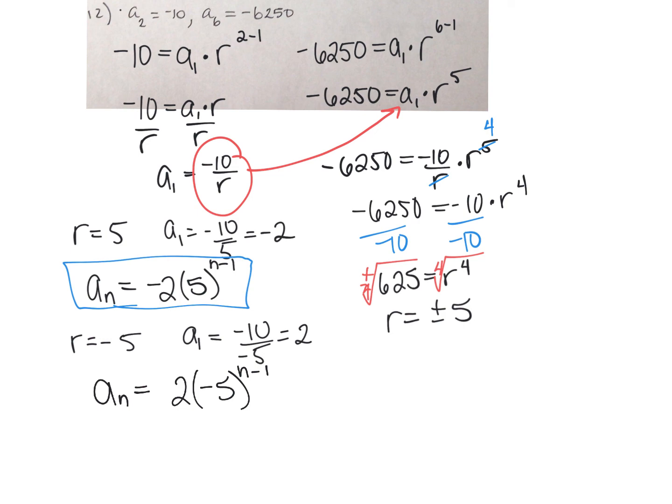Okay. So would you have two answers? Yes, I have 2 answers. And that's only when I'm taking the even root when I'm solving for r. Only when I take that even root do I have the 2 possible answers. Okay, if it's an odd root, I only get 1.